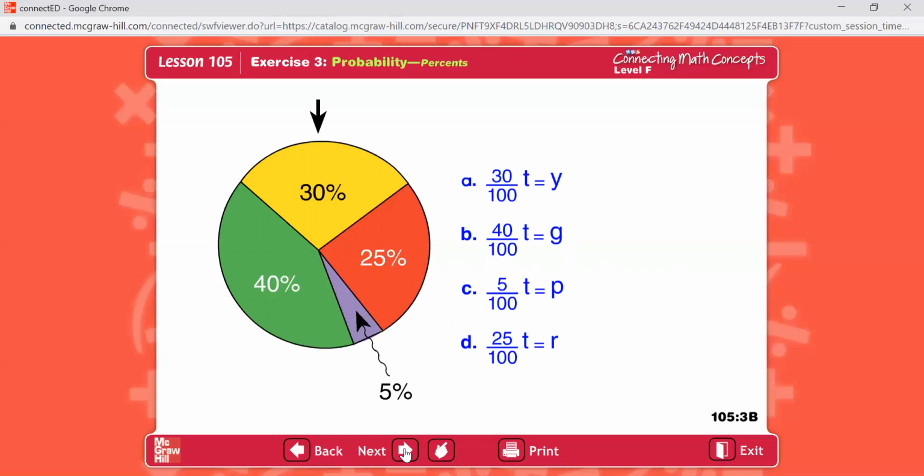If you spin the wheel one time, green is your most likely color it will land on. The probability of the wheel stopping at green is 40/100ths. The color that is least likely is purple. The probability of the wheel stopping at purple is 5/100ths.